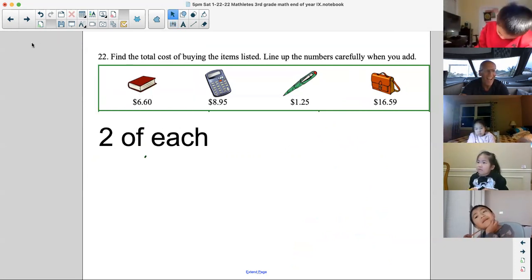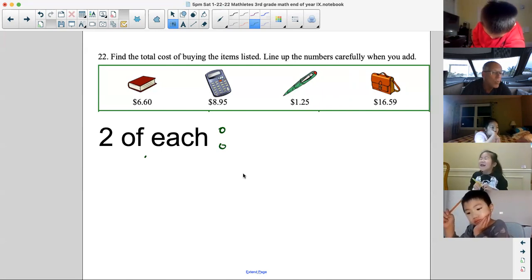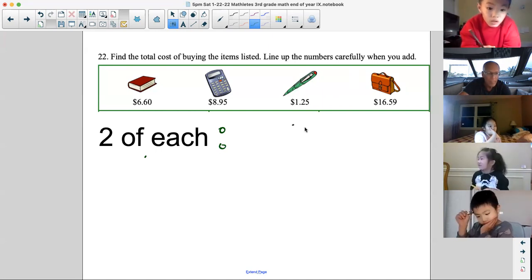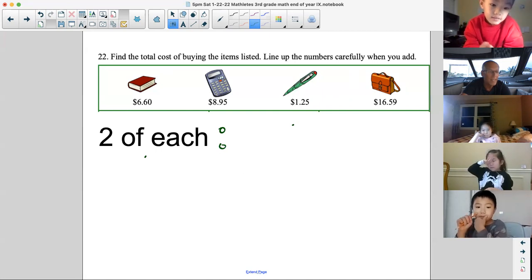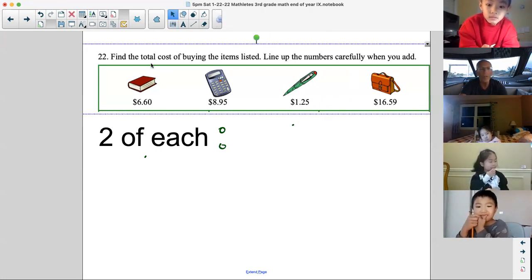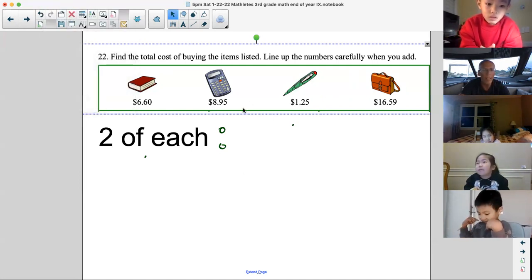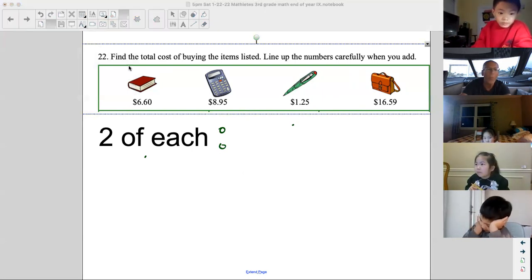Yes. All right. Now, guys, the next one is the most fun because we're doing 2 of each. And there's 2 ways to solve this. And I'm going to let you guys figure out your best way. And I'm going to do mine on another page. And then I'll show you both ways.